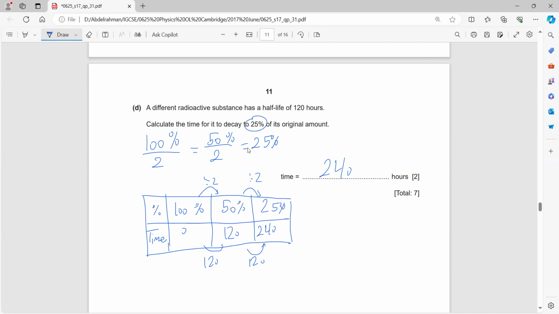It's a new question. We don't have many questions like this one, so please make sure you know how to solve it. Okay? Good.